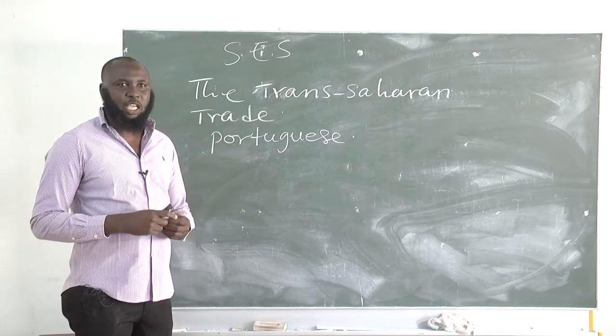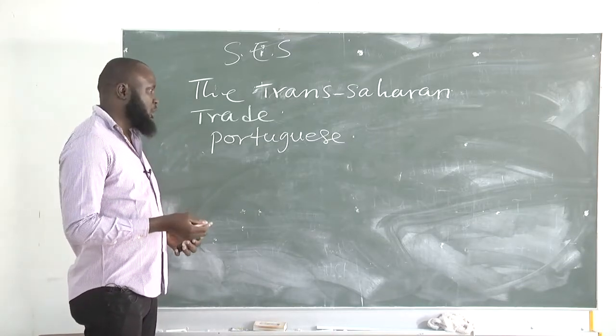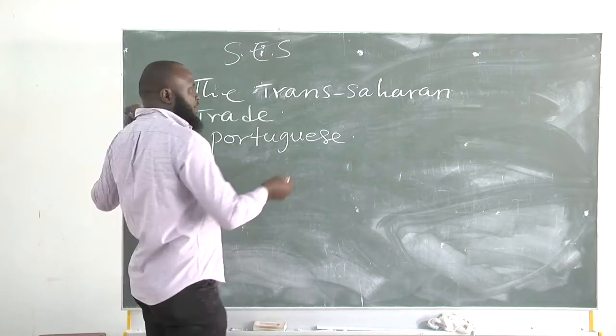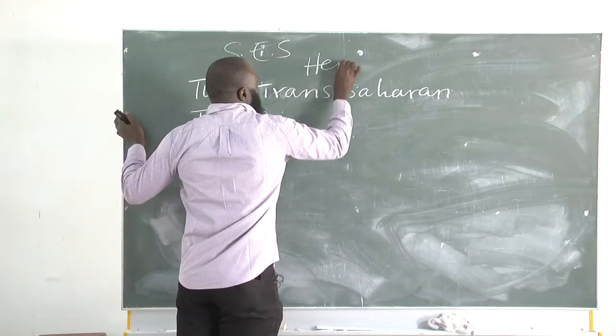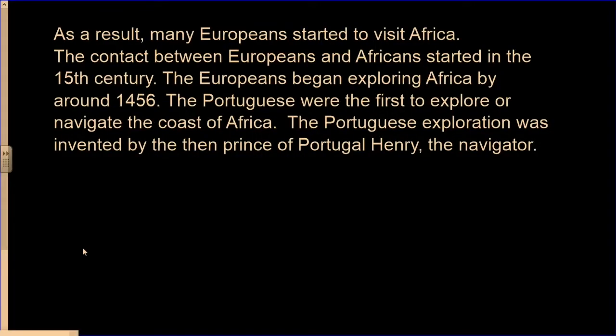The Portuguese exploration was initiated by the then Prince of Portugal, called Prince Henry. He was also known as Henry the Navigator, where he set up a school called the School of Navigation, where he trained some men and sent them to explore Africa.